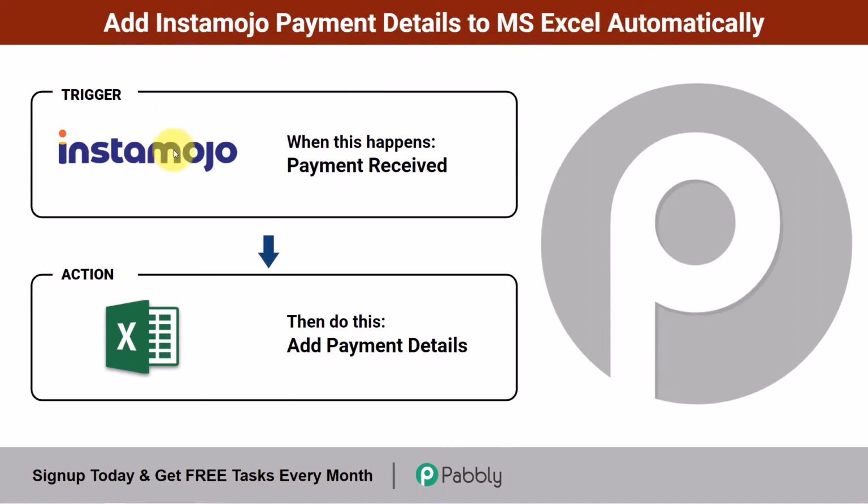In this video, we will learn how to add Instamojo payment details to MS Excel automatically. So let's say you are selling something using Instamojo payment gateway, and whenever the payment is received in your gateway, you want to add the details of the very same payment automatically and instantly to MS Excel, like the customer name, customer email, and maybe the amount of the product. To do this automation, I just need to connect Instamojo and MS Excel with the help of an automation software. So how you can create this automation, just follow this video till end.